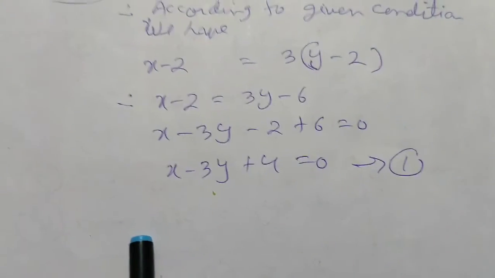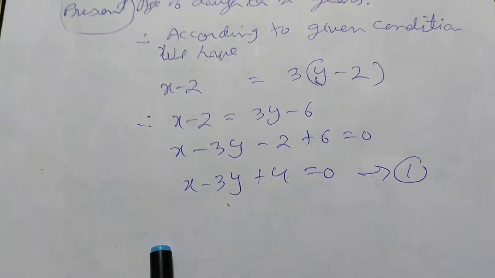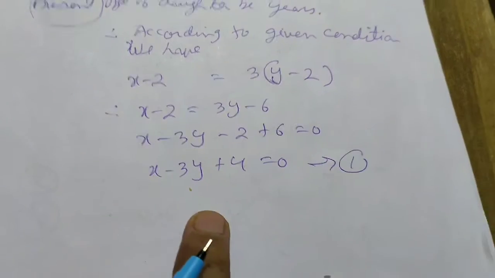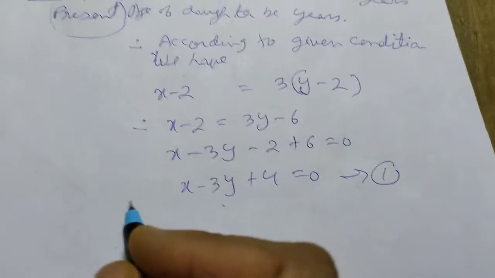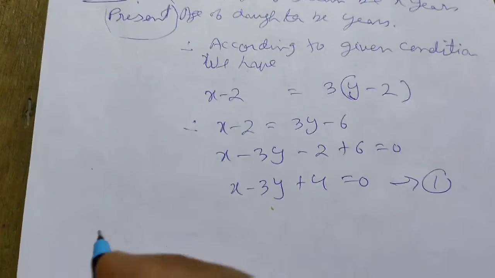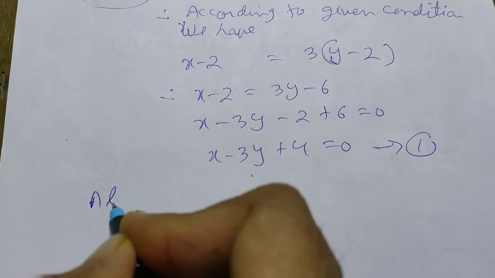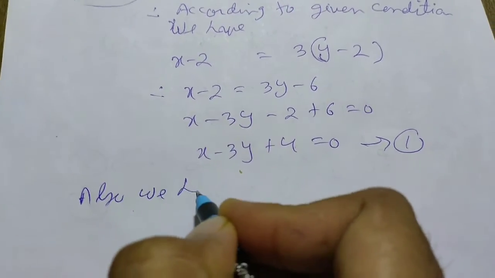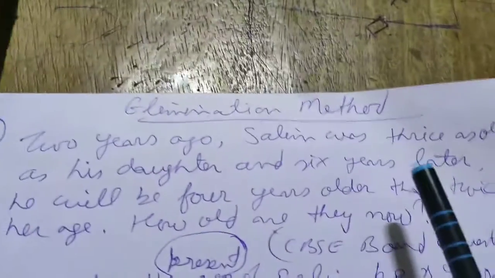So this is our equation number 1: x minus 3y plus 4 equal to 0. Now we'll write condition number 2 in word form, in algebraic form. Also we have what we are having. Now let us go to condition number 2.